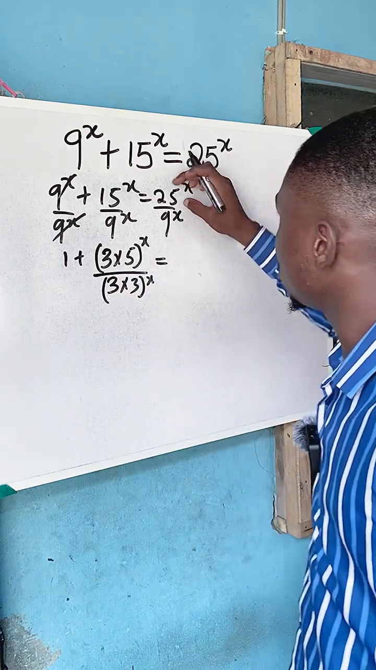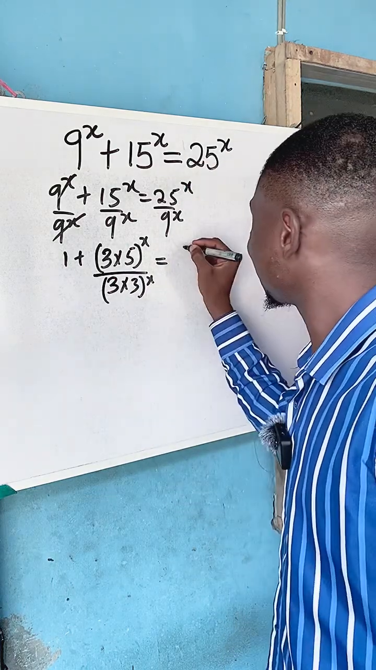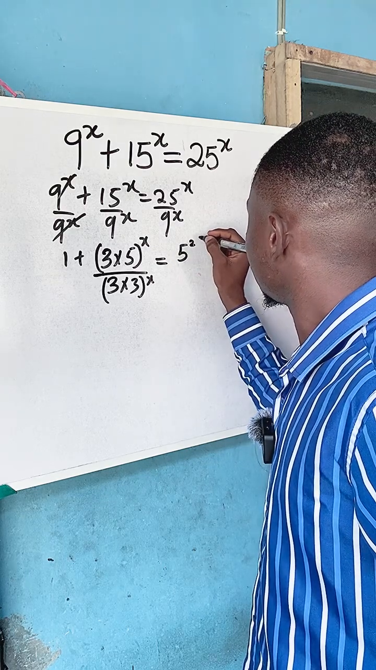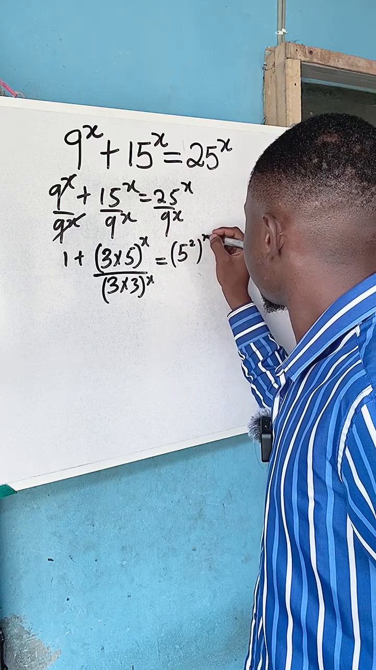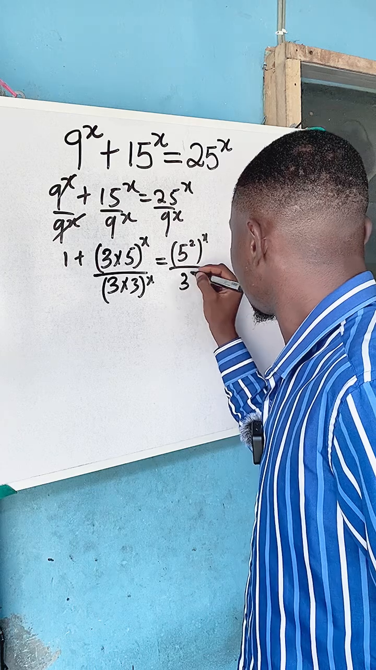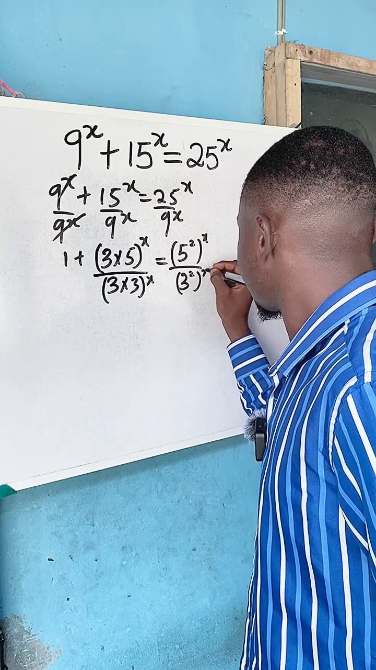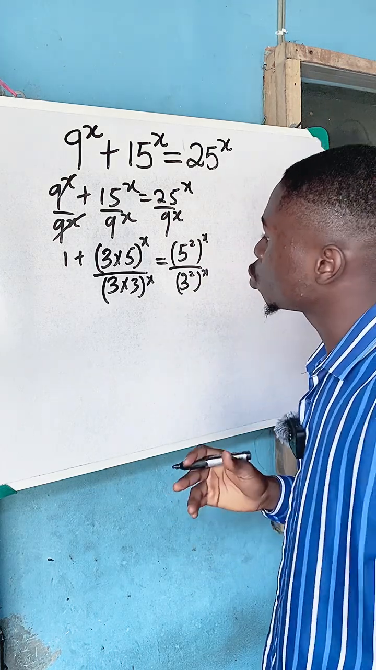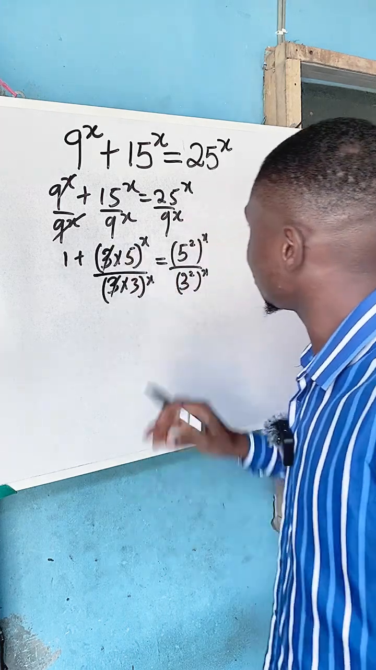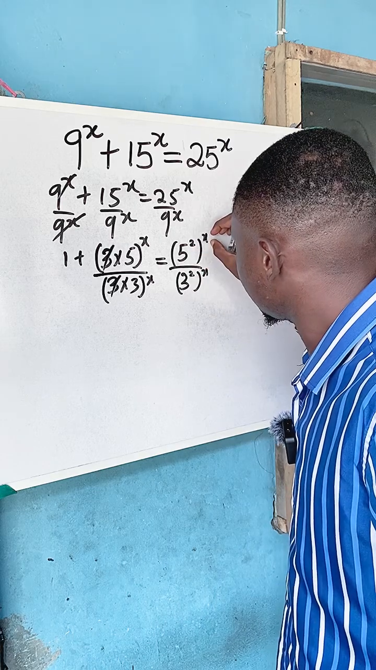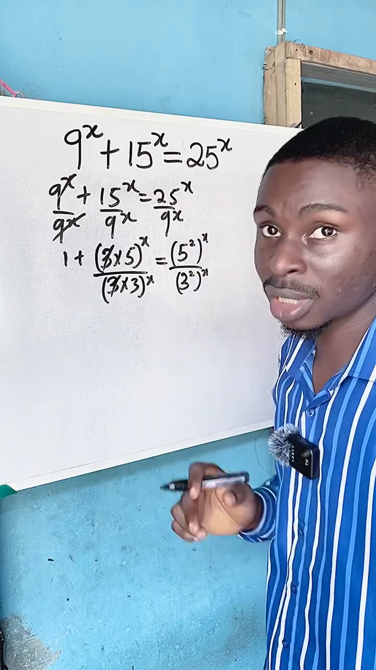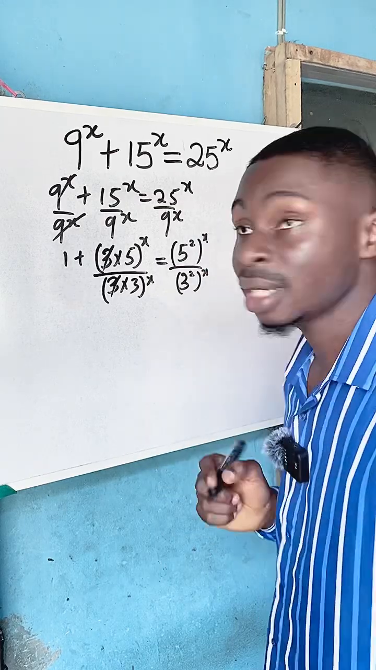This is equal to 25, which can be expressed as 5 squared, all to the power of x, divided by 9, which can be expressed as 3 squared, all to the power of x. Now, what I want you to know is that these 3s can cancel out. Notice that this is 2 and this is 2, this is x and this is x, so we can single out the x and also the 2 in both numerator and denominator.